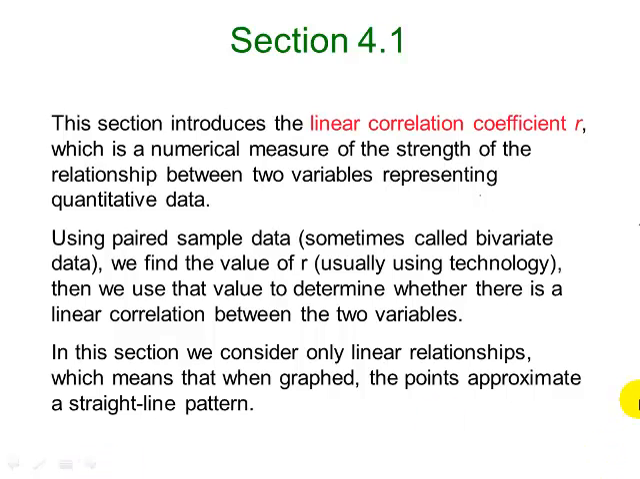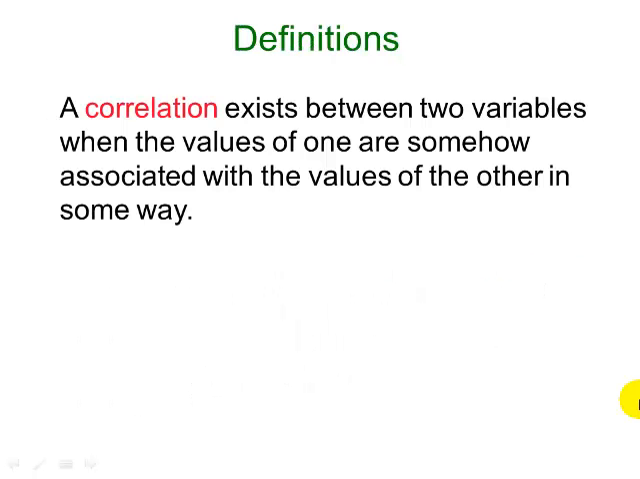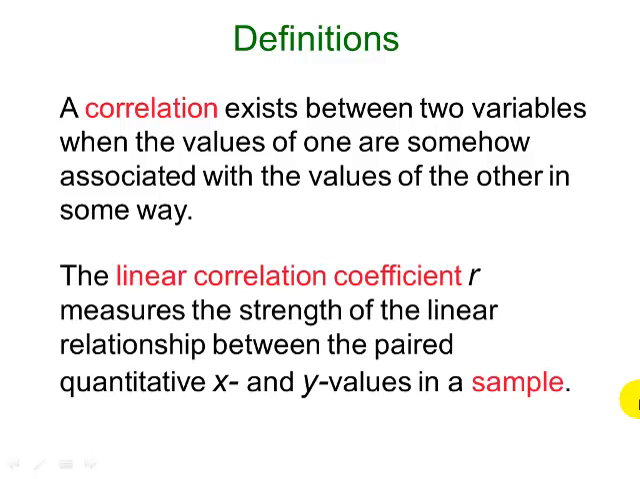In this section, we're only considering linear relationships, which means that when we graph, the points approximate a straight line pattern. So here's some definitions. A correlation exists between two variables when the values of one are somehow associated with the values of the other in some way. The linear correlation coefficient, R, measures the strength of the linear relationship between the paired quantitative x and y values in a sample.